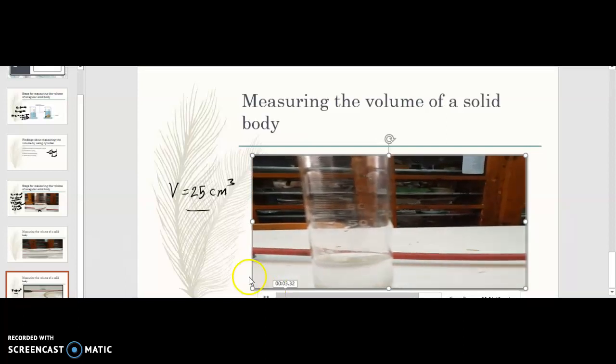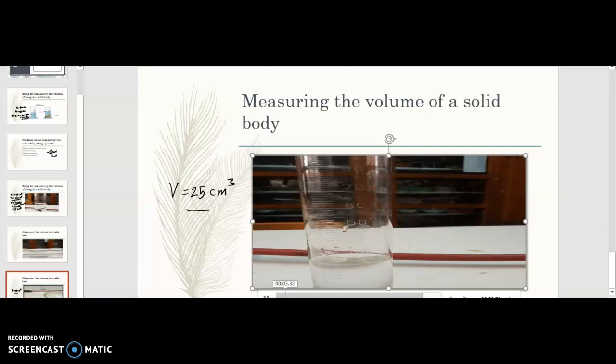So from this experiment, the spilled water equals the volume of a regular solid body.